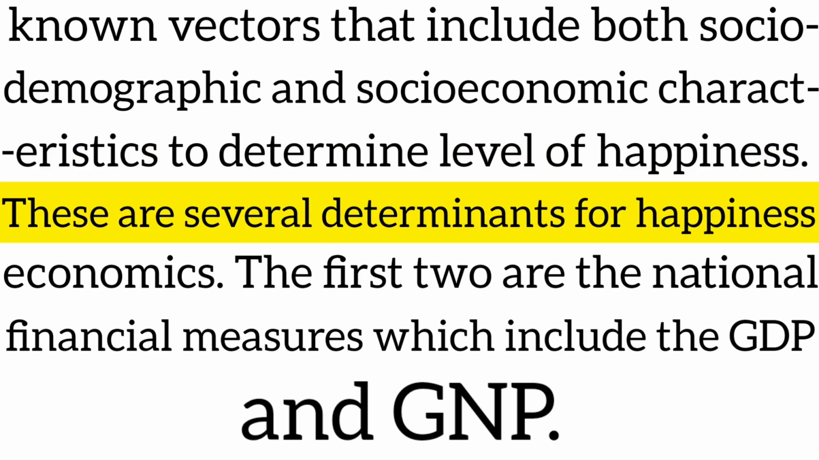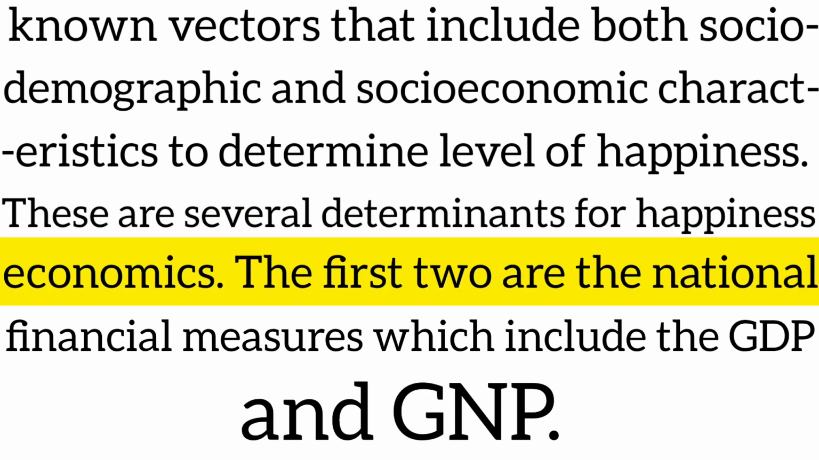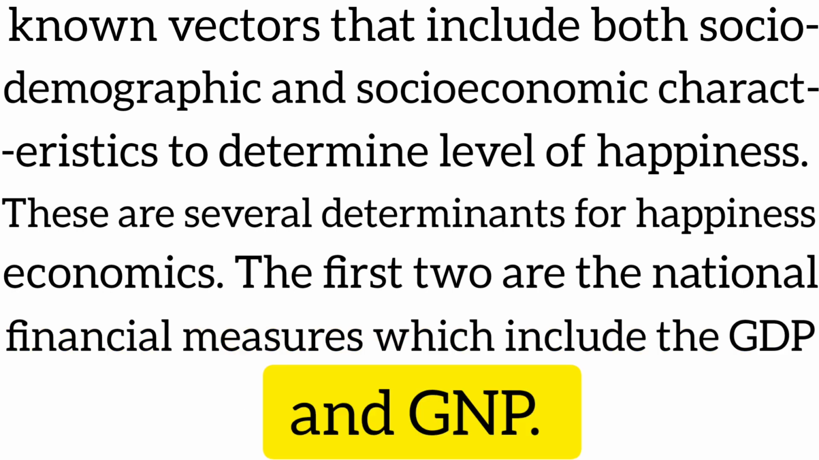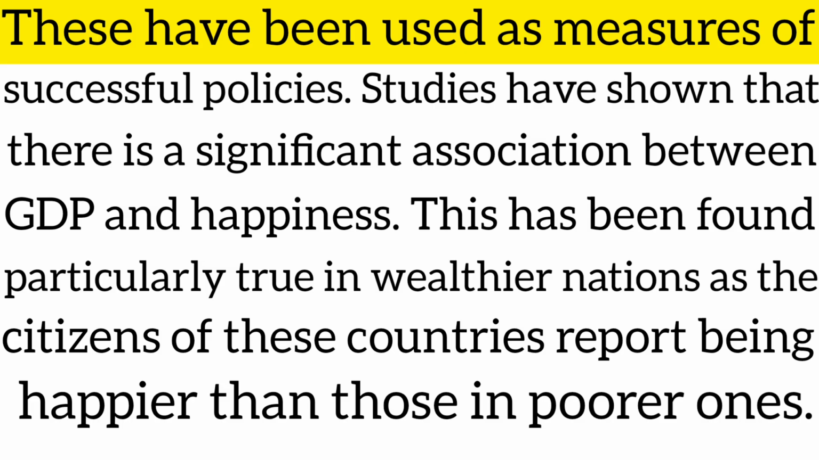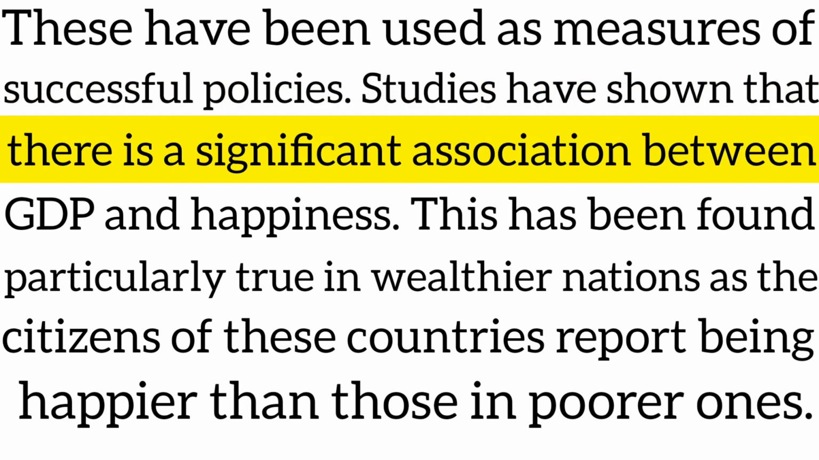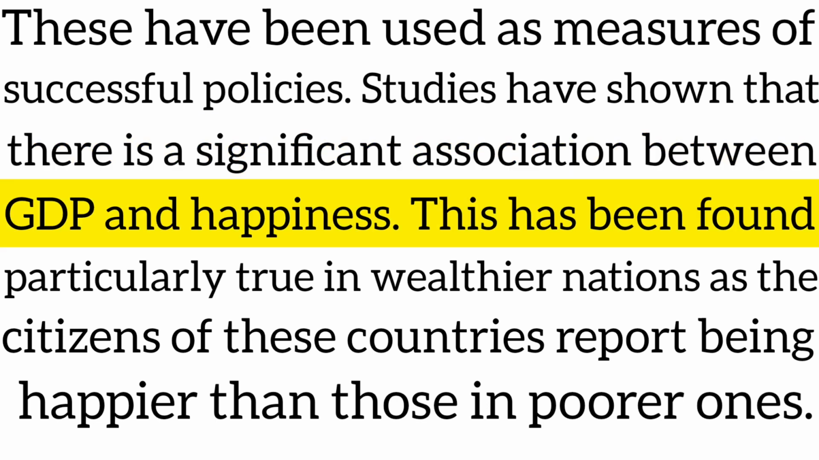There are several determinants for happiness economics. The first two are the national financial measures, which include the GDP and GNP. These have been used as measures of successful policies. Studies have shown that there is a significant association between GDP and happiness.